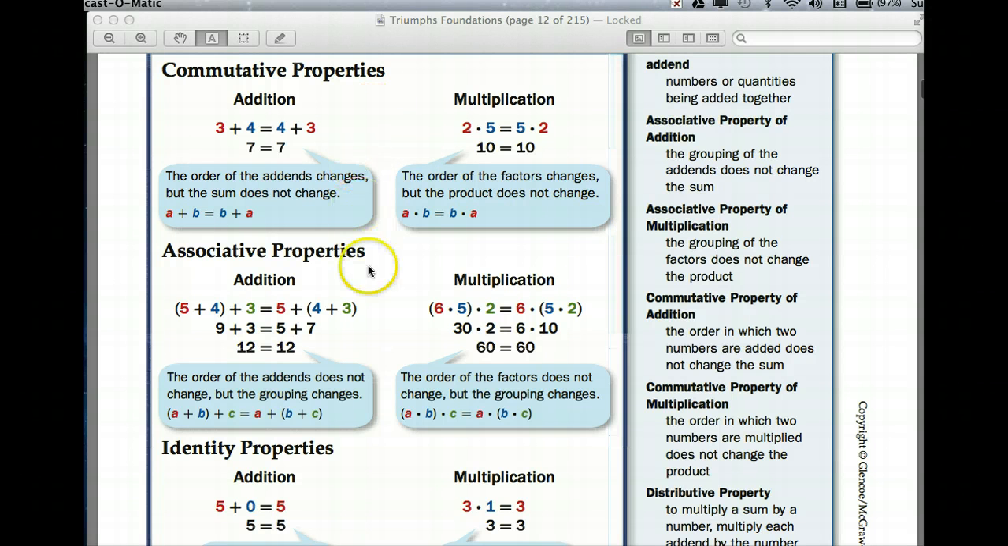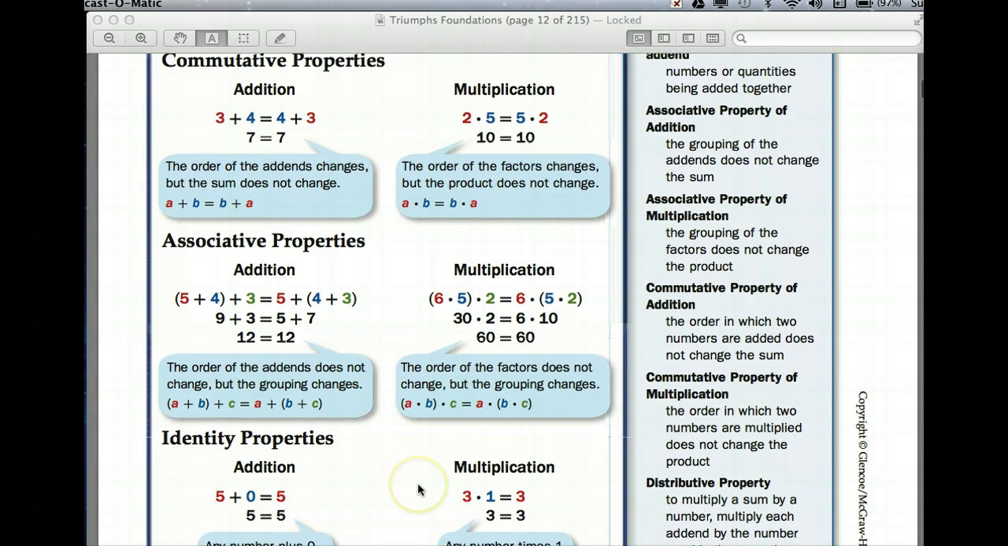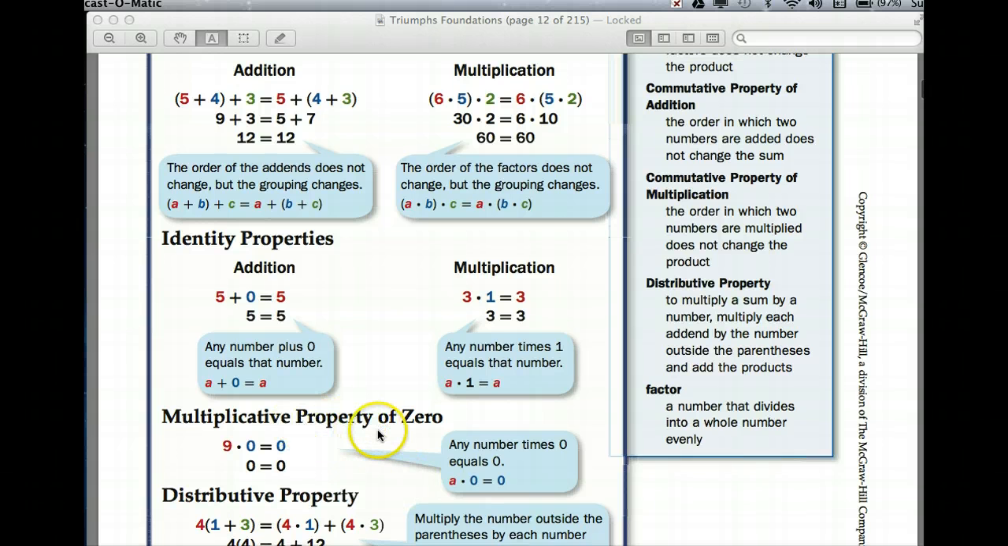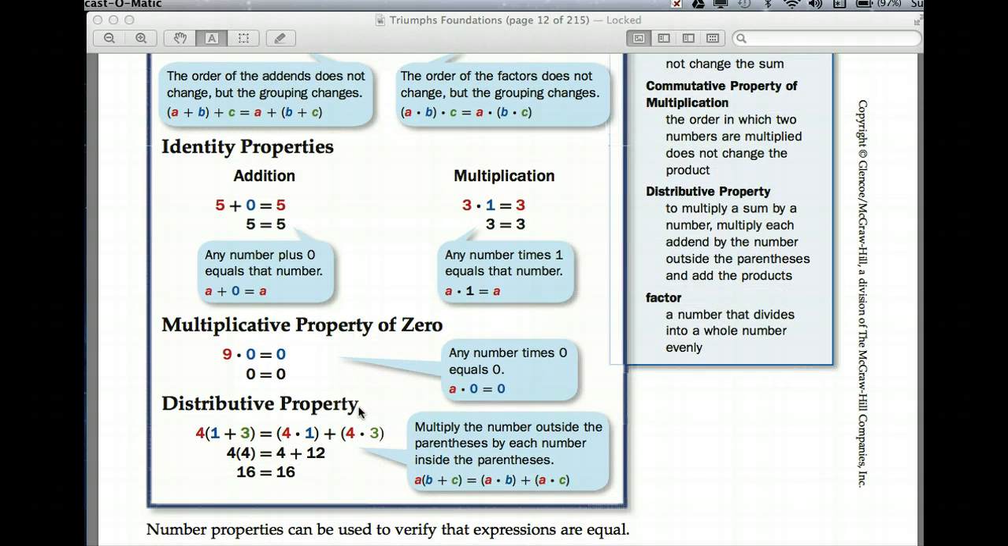So the activity I'd like you to do after you've read this is to get some 3x5 note cards, list the commutative properties of both addition and multiplication, associative properties of addition and multiplication, and the identity properties of addition and multiplication, the multiplicative property of 0, and the distributive property. What I'd like you to do is create a flashcard for each of these properties. On one side of the card, write an example of the property, and then on the other side, write the name of the property. So after you get that done, then you can restart the video and we'll go on from there.